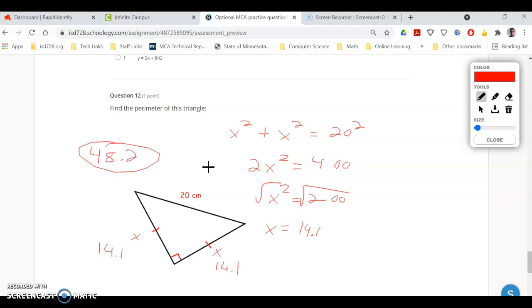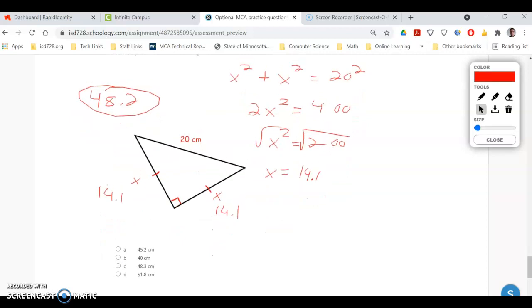On a multiple choice question, I would just get in the ballpark and see which of our answers fits. It's probably going to be letter C then, because I didn't do it exactly on my calculator, but that's roughly the right answer there. So, good use of the Pythagorean theorem, and then just add all the sides to get the perimeter.